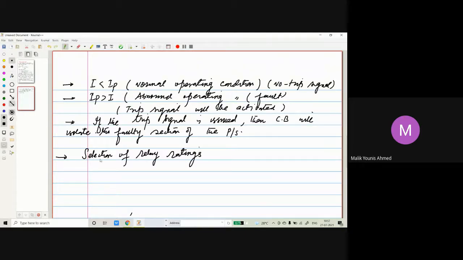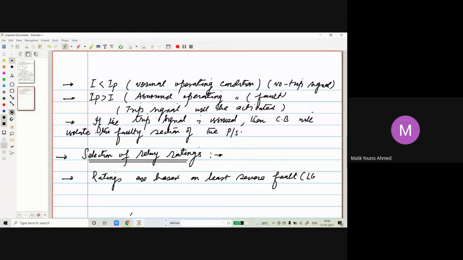Selection of relay ratings. Let's see how we are going to do this. You should always remember that when we are selecting the ratings for the relay, it is based on the least severe fault. So ratings for a relay are based on what? On the least severe fault. That is the least severe fault.